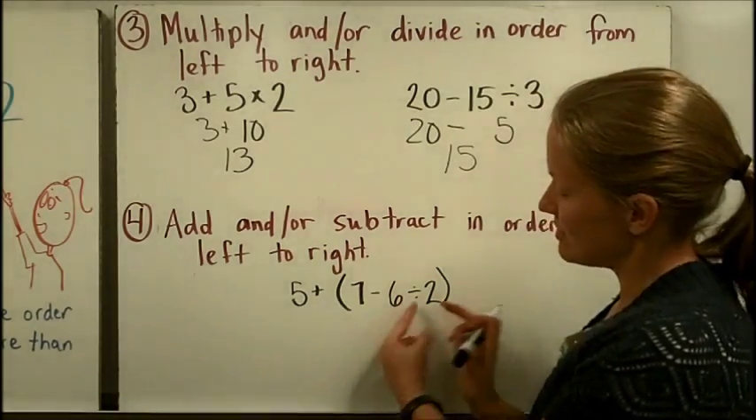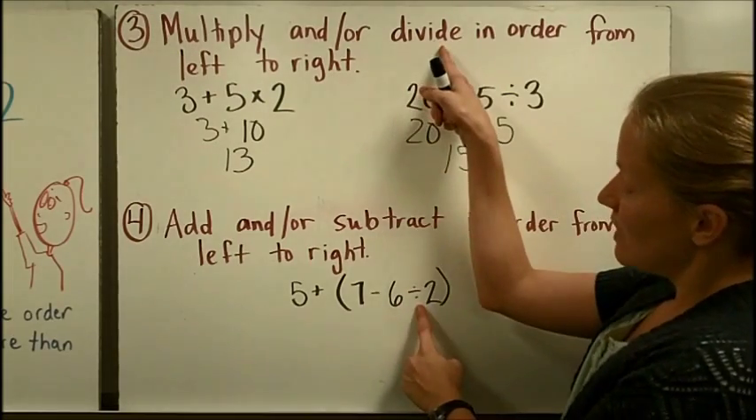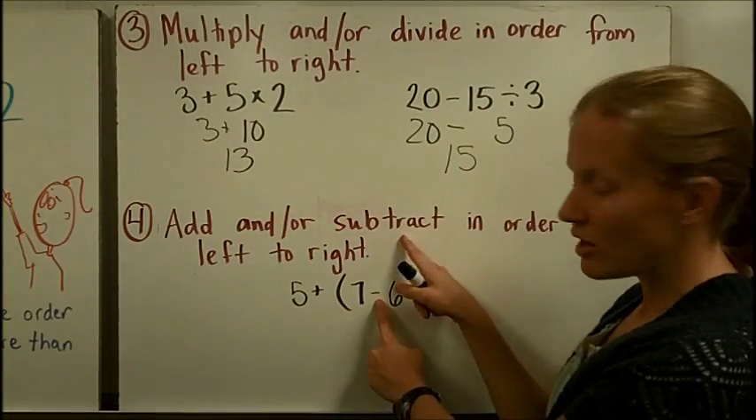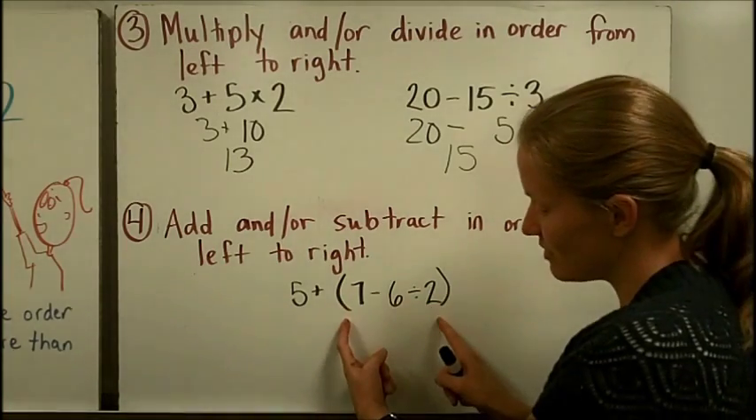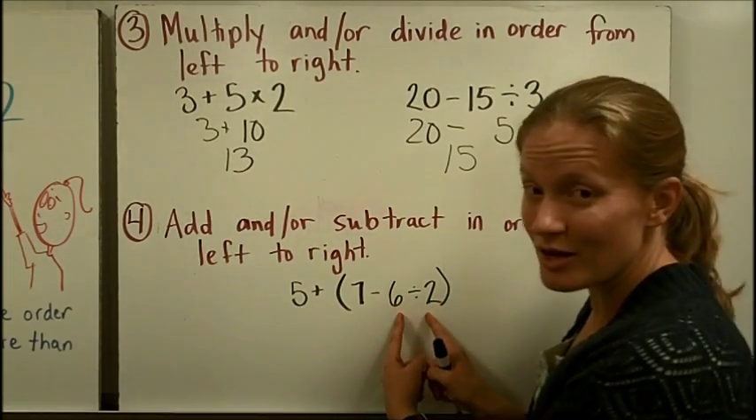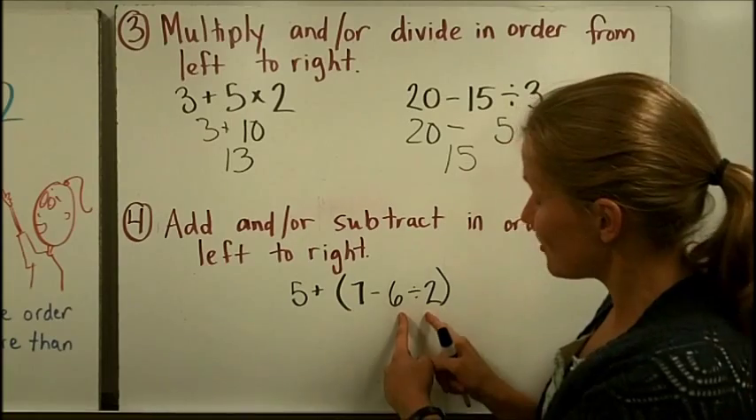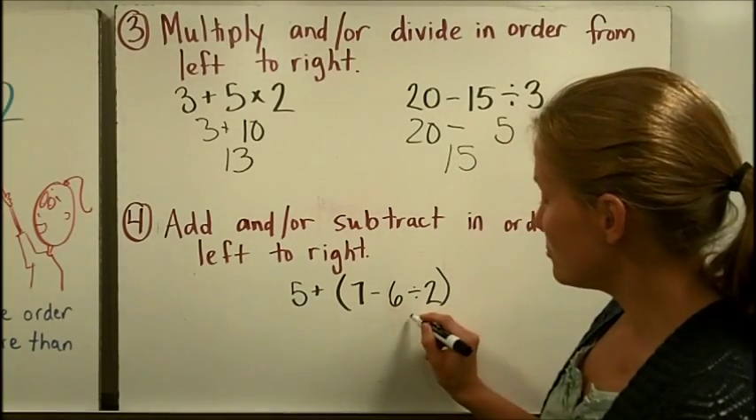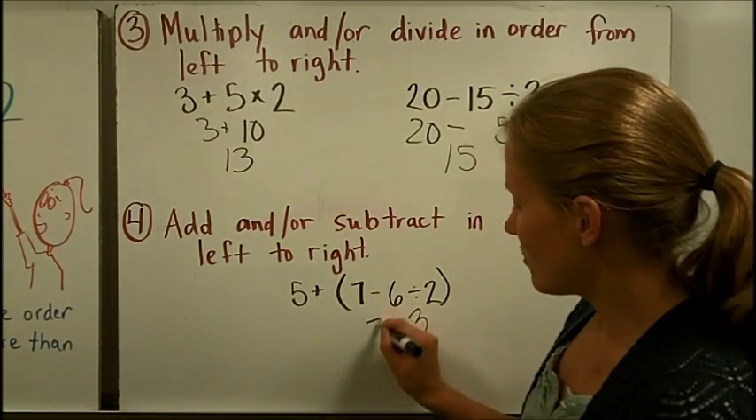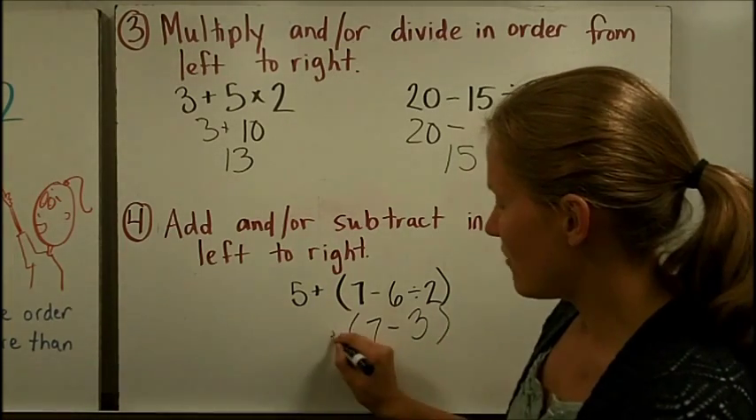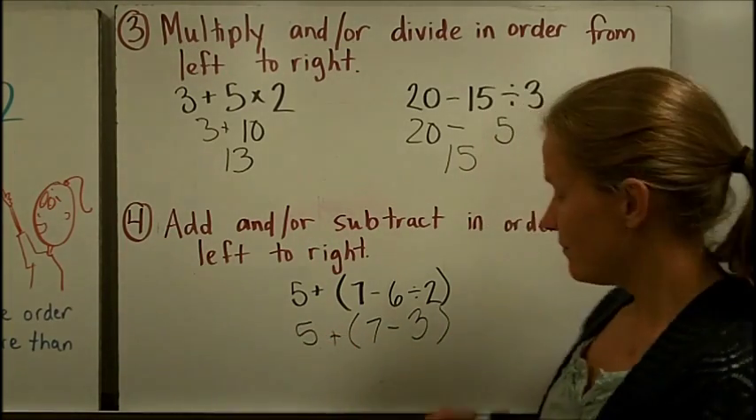So the order of operations says that the division is going to come before subtraction. So I'm going to first start within the parentheses and then start here because multiplication and division comes first. So 6 divided by 2 is 3. Then I'm going to recopy everything else that I haven't used yet.